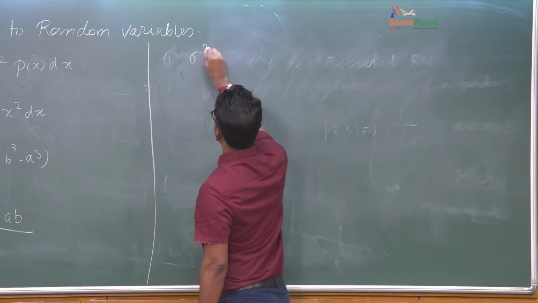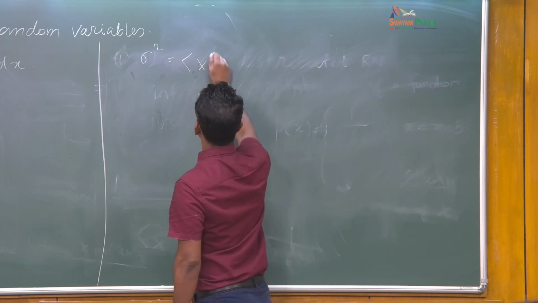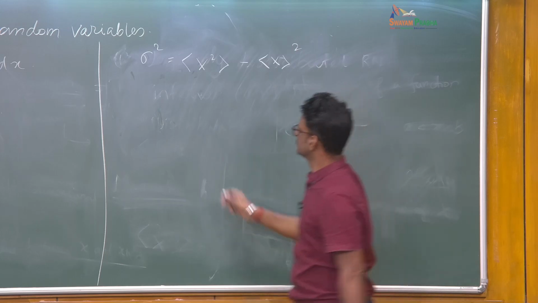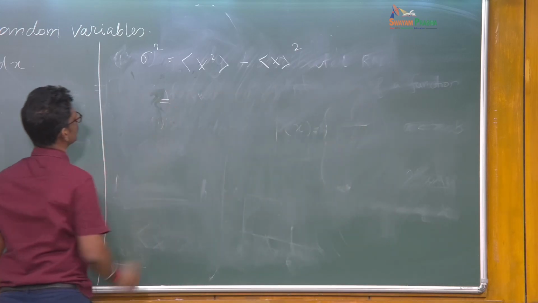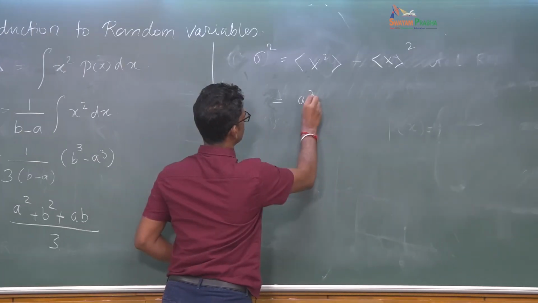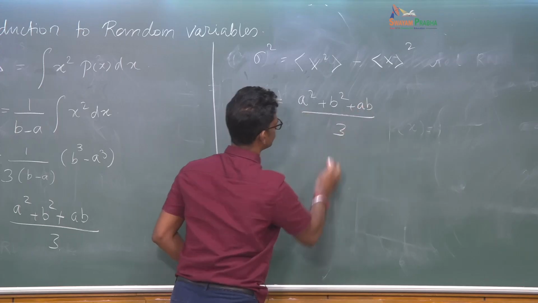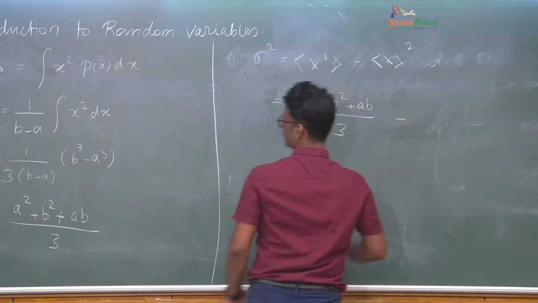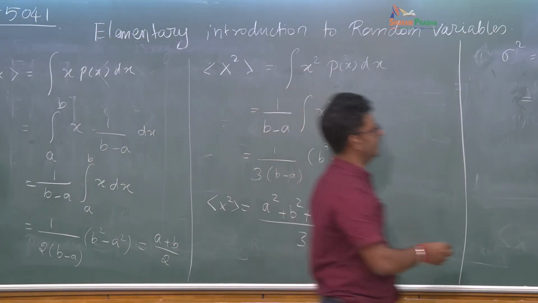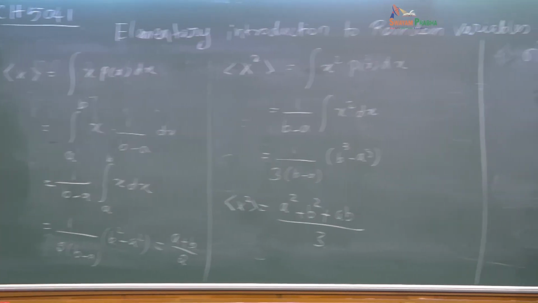So the variance sigma square is this. For the mean square, we get this expression a square plus b square plus ab by 3, and the mean value we have obtained here, a plus b by 2, and then we take the square of that. So we get a plus b whole square by 4.